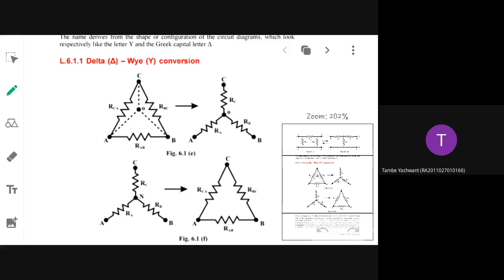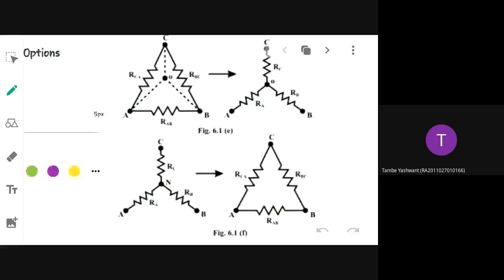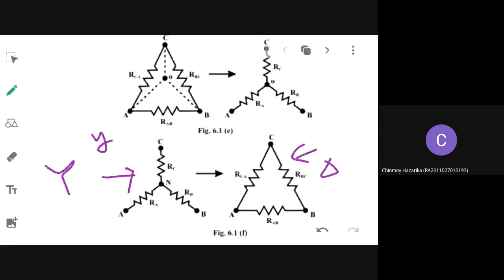Now, let us consider the two circuits given here. This one is what connection? The first one is called the star connection, or Y connection. This one is your delta connection. Suppose you want to convert delta to star, that is, the circuit is given in delta form and you want to convert it to a star.